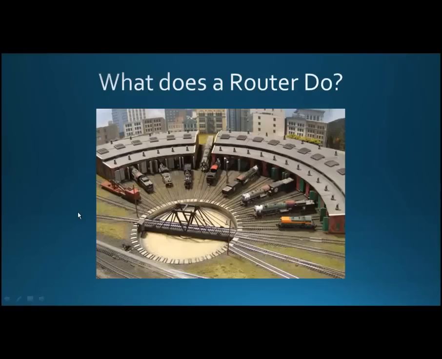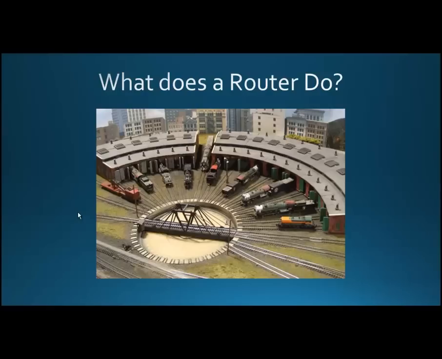Your router, what does it do? Your router is like a roundhouse for a railroad. It connects to different networks. It should never have two interfaces on the same network. There are exceptions to this, but as far as this class goes in CCNA, each interface should be part of a different network, just like the roundhouse.